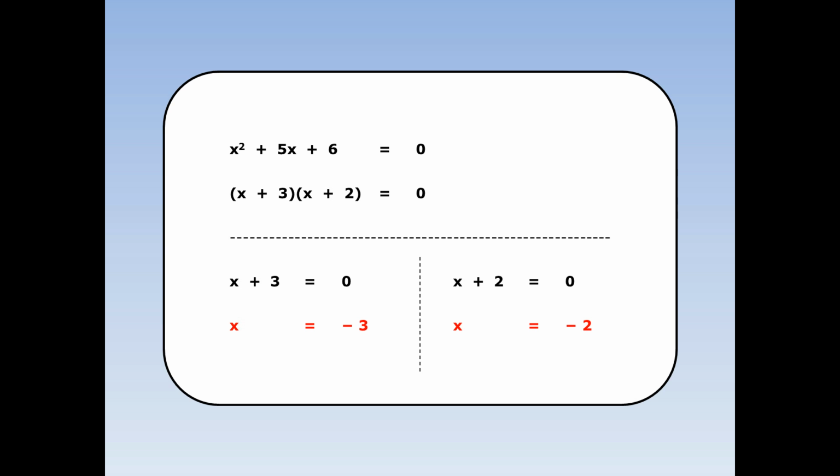These are the two answers to the quadratic equation. x is minus 3 or x is minus 2. And I write down both answers. If I put them into the original equation, x squared plus 5x plus 6, x is minus 3 or x is minus 2 would both give me 0.